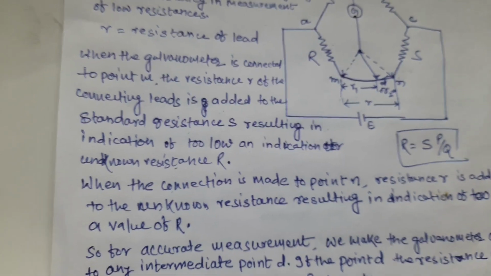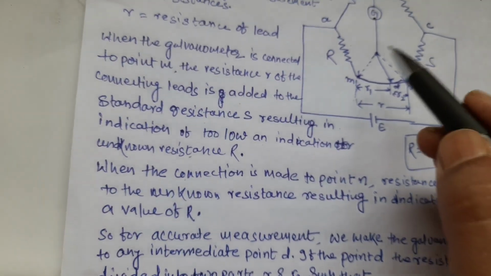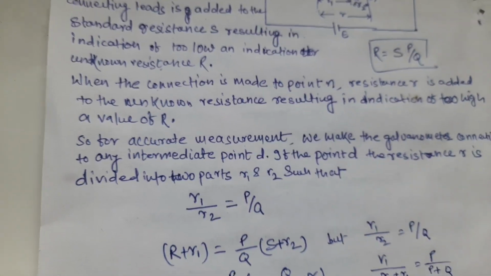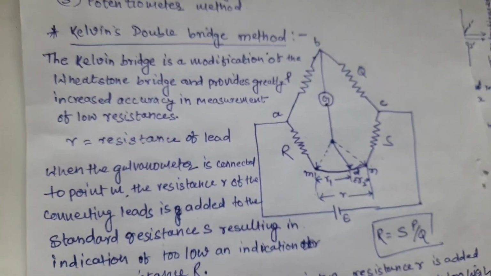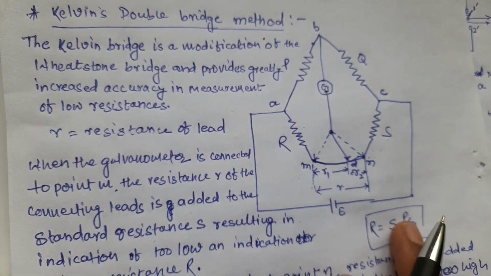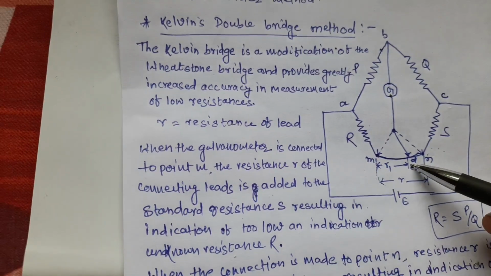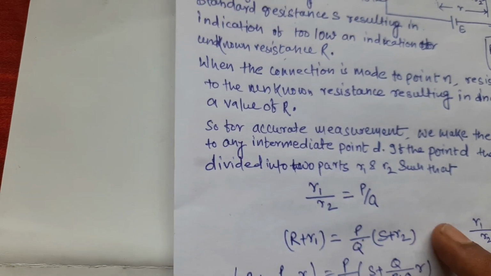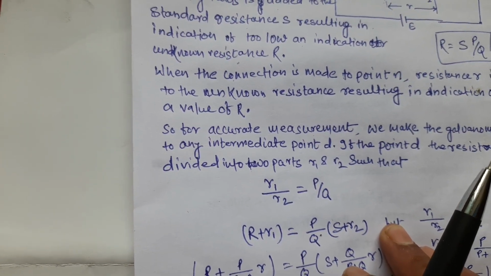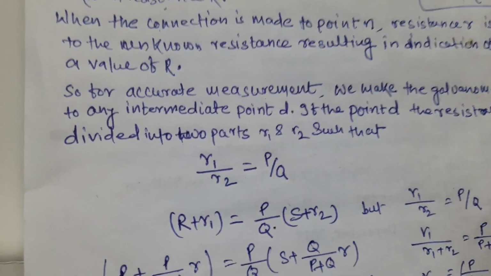At the intermediate point D, the wire resistance r is divided into two parts, small r1 and small r2, such that r1 by r2 is equal to P by Q. So at point D, r1 is in series with the unknown resistance R, and the r2 portion is in series with the standard resistance S. At balance condition, R plus r1 is equal to P by Q into S plus r2.